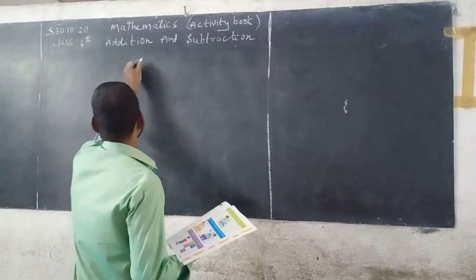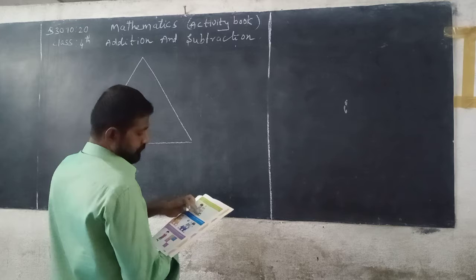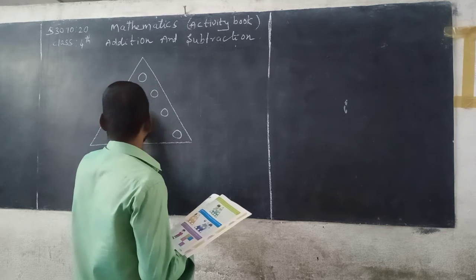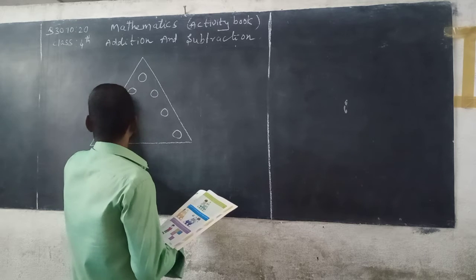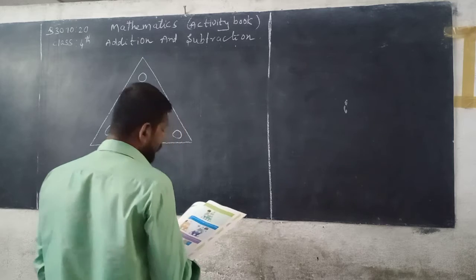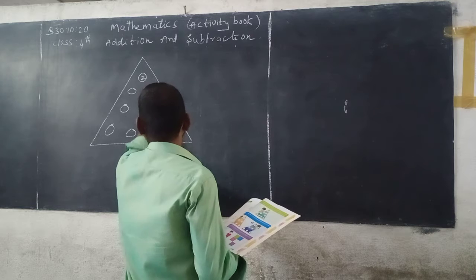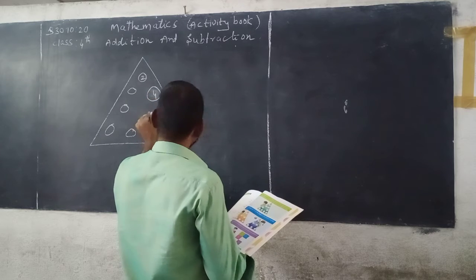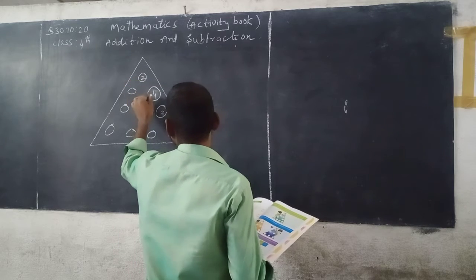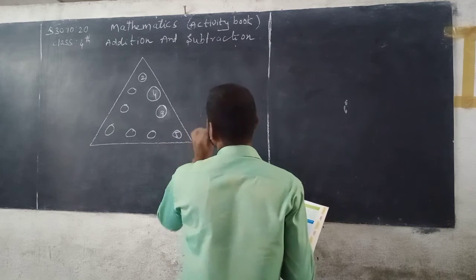See, this is the triangle. So here 1 2 3 4. 2 3 4. See here, now I am writing 2, here 4, here 9, here 5. See here, 2 plus 4, 6, 6 plus 9, 15, 15 plus 5, 20.